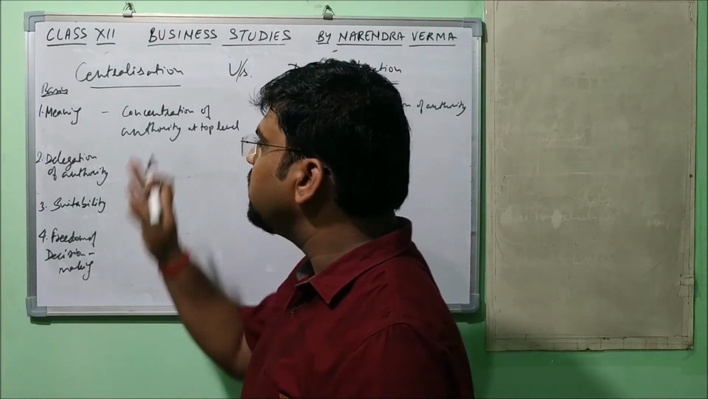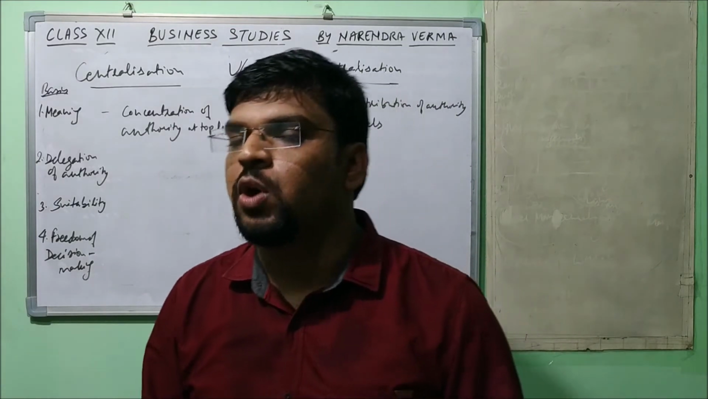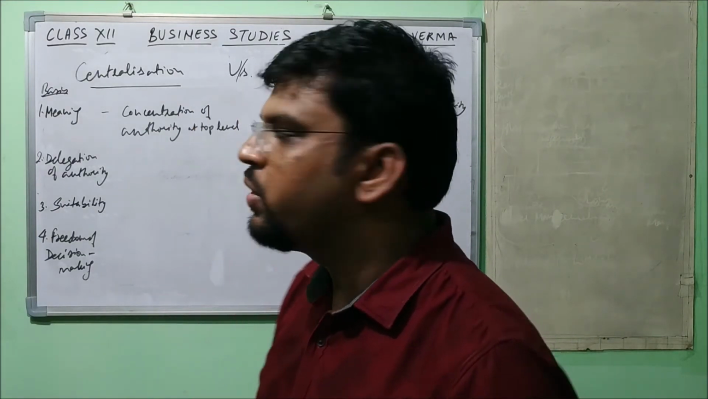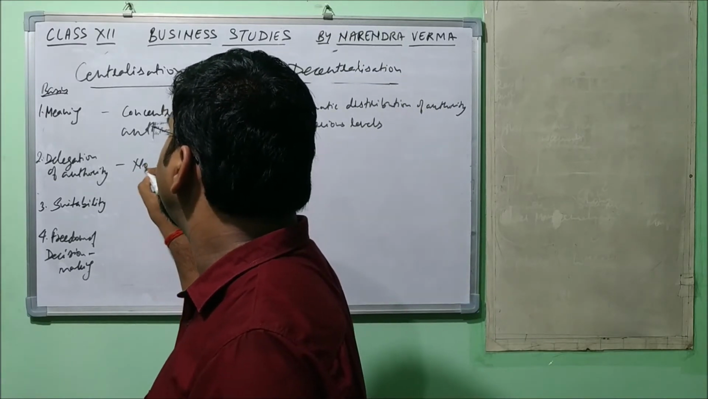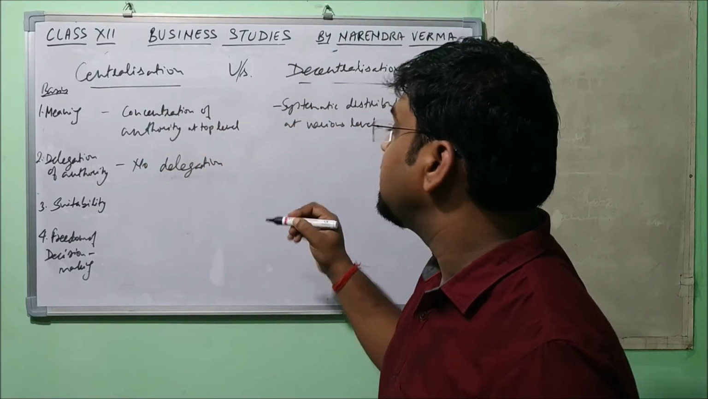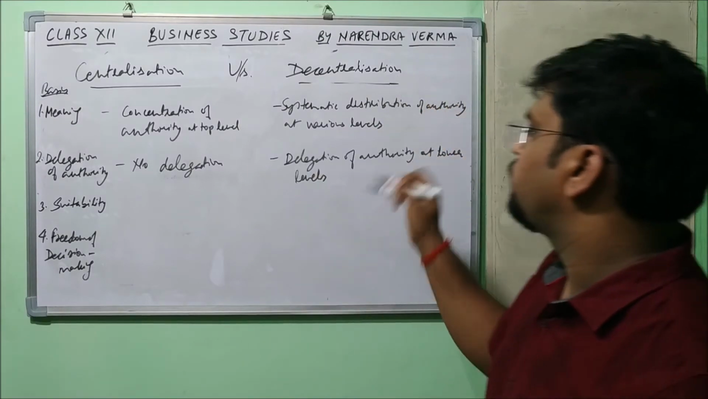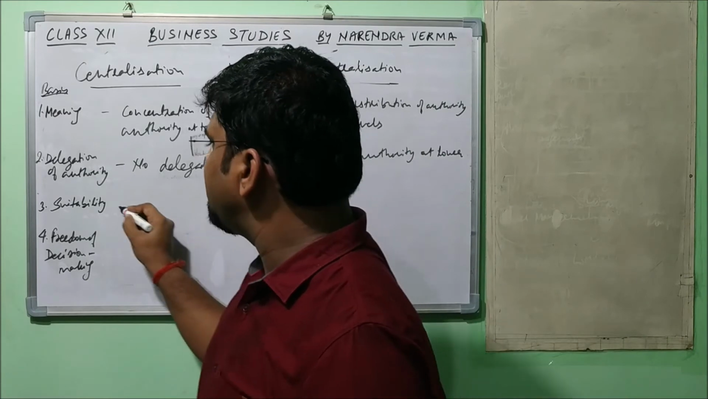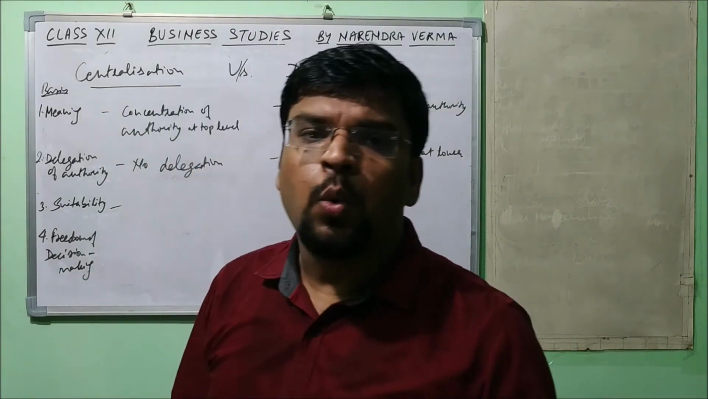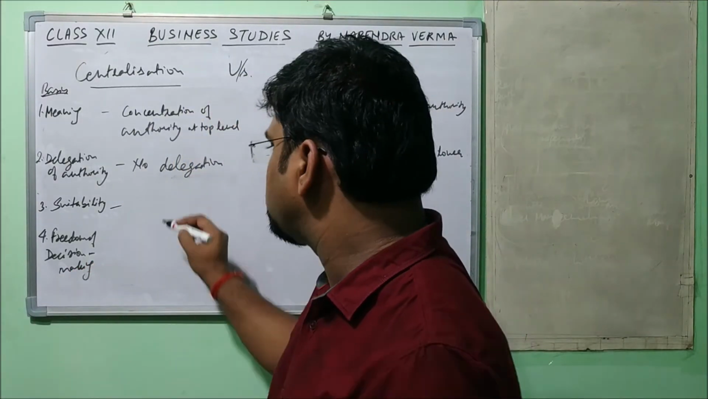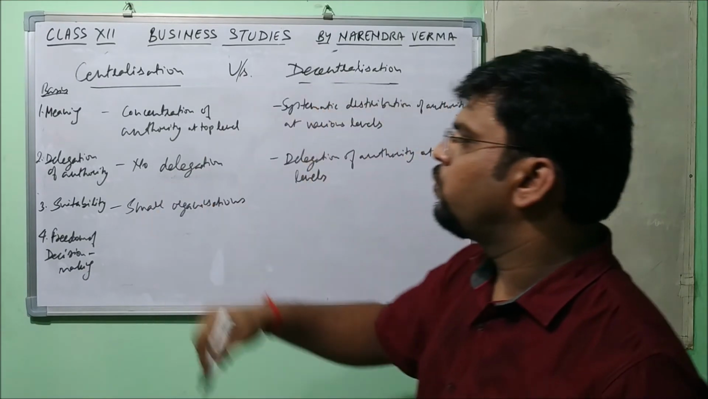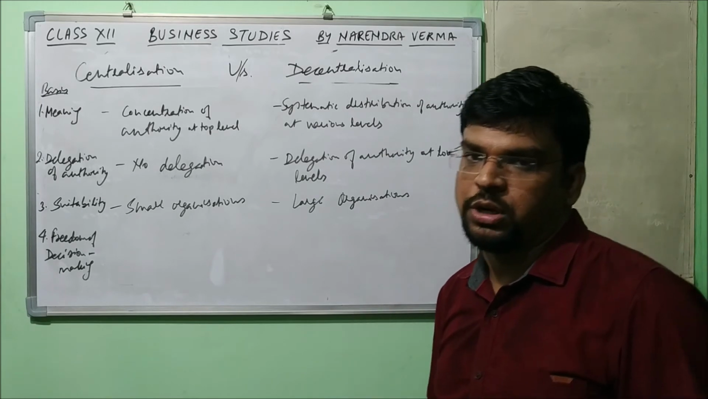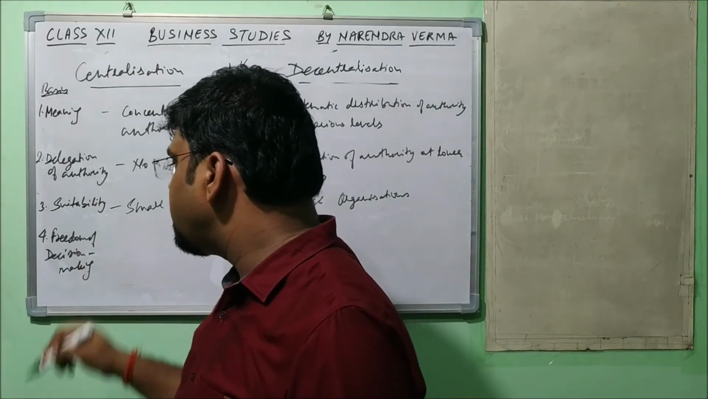Delegation of authority. Here, when all the powers are taken by top level management, he does not delegate any authority, so no delegation. But here, definitely delegation exists: delegation of authority at lower levels. Suitability: already we have discussed it is suitable for one-man business or small business. So I write here it is suitable for small organizations, and decentralization is suited for large organizations.